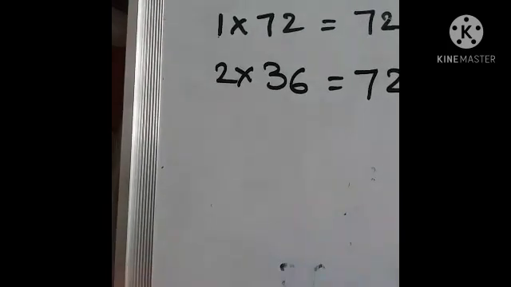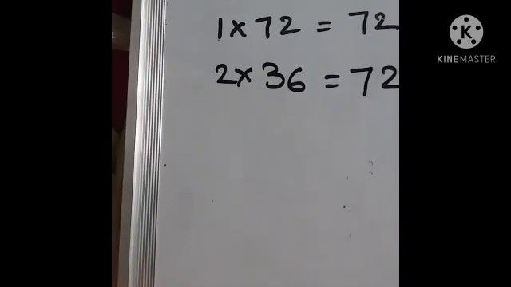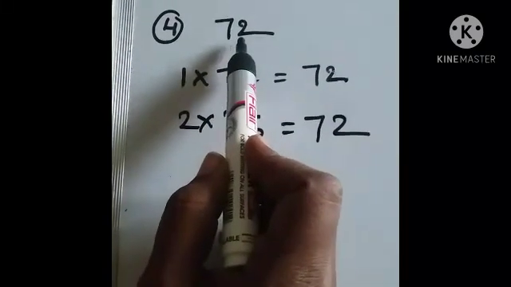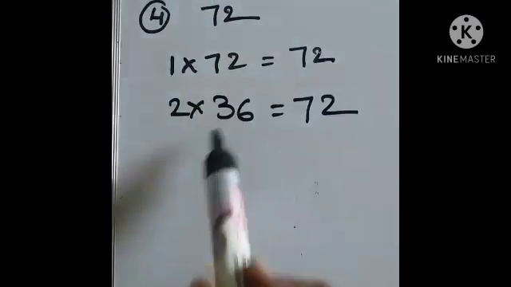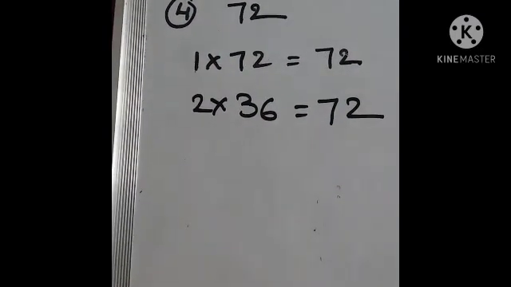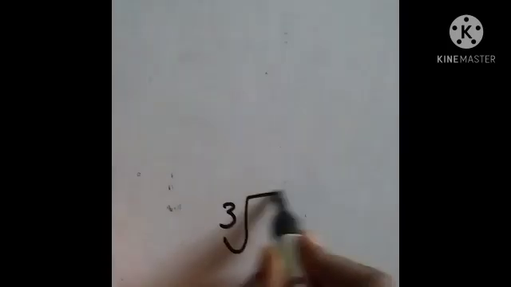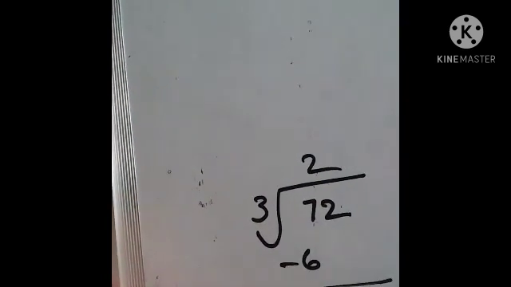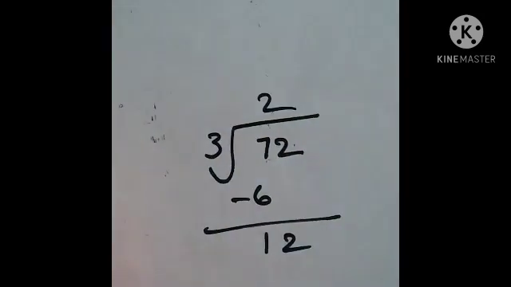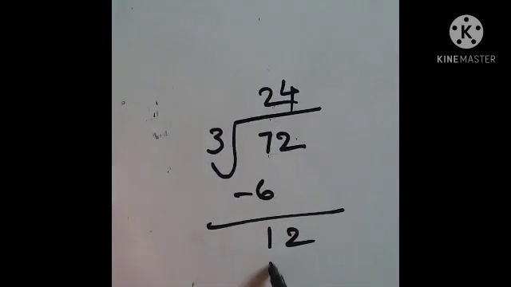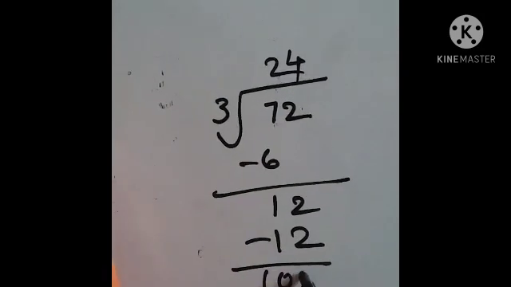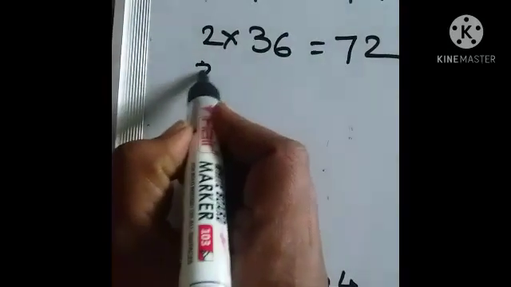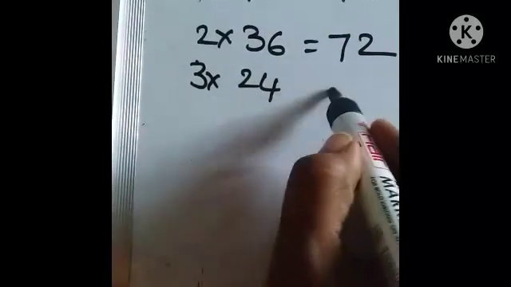What is the divisibility rule of 3? The sum of the digits is divisible by 3. This number is also divisible by 3. 7 plus 2 is 9. So 9 is there in the 3 table. Yes, 9 is divisible by 3. So now we have to divide 72 by 3. 3 2s are 6, 3 4s are 12. 12 minus 12 is 0. Here we get remainder 0. So 3 into 24 is equal to 72.